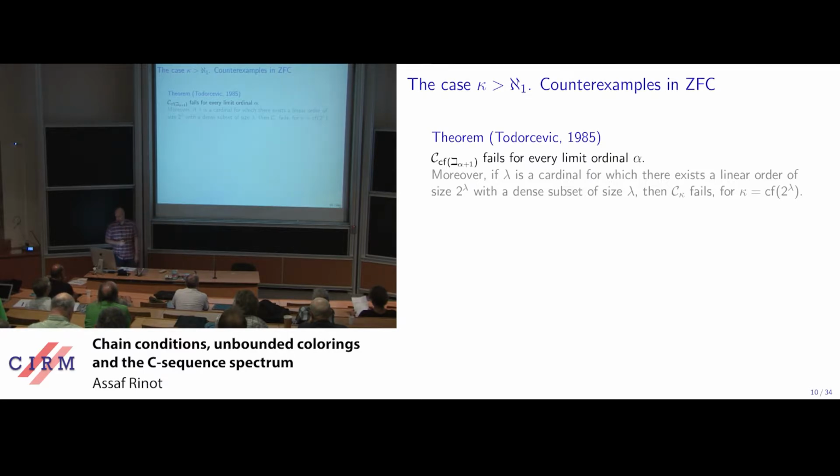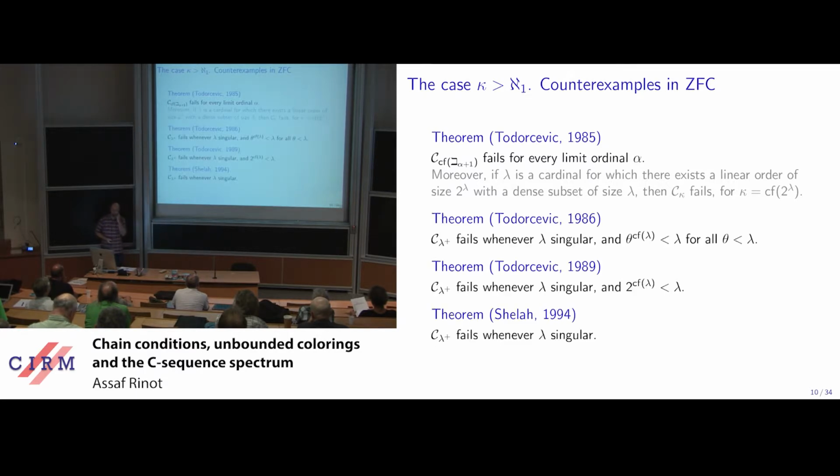And then there are more results dealing with successors of singulars. So Todorcevic was using scales before scales were proven to exist, so under some cardinal arithmetic hypothesis, which eventually was eliminated by Shelah, who proved that there is a scale. But you can use scales to get a counterexample to productivity of the chain condition at the level of successors of singulars.